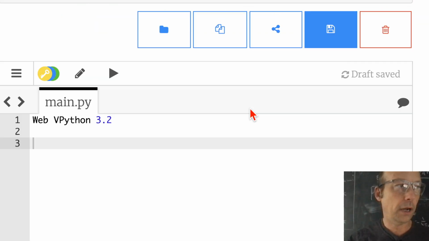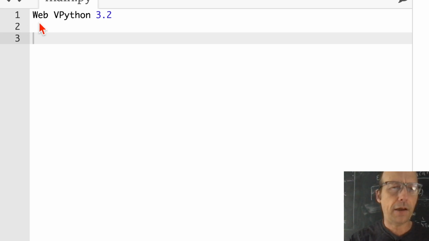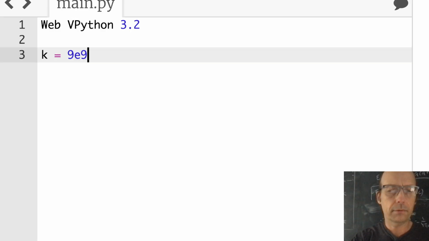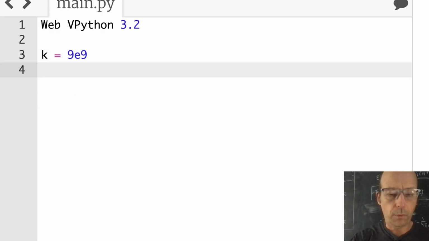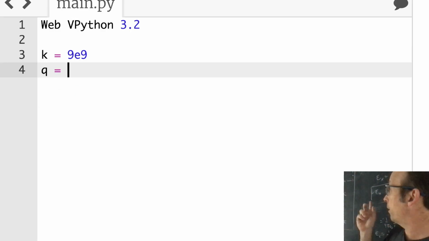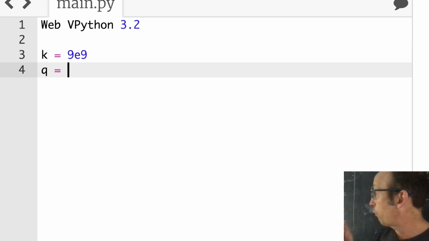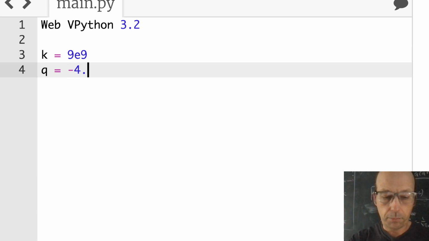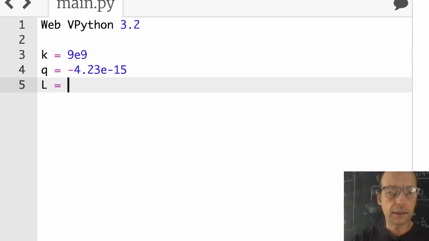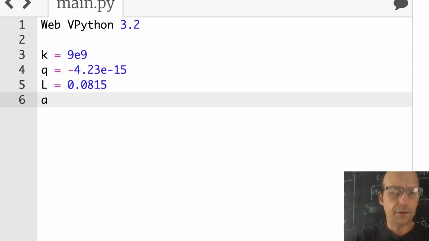Okay, so here we are. I am in Python. I'm not going to graph anything. I'm going to put in my constants. K is 9 times 10 to the 9th. Is that big enough for you? We had Q. I'm going to use the same value they had up here. I'm not sure why. Negative 4.23 times 10 to the negative 15th. L is going to be equal to 8.15, so 0.0815. A is equal to 12, or 0.12.